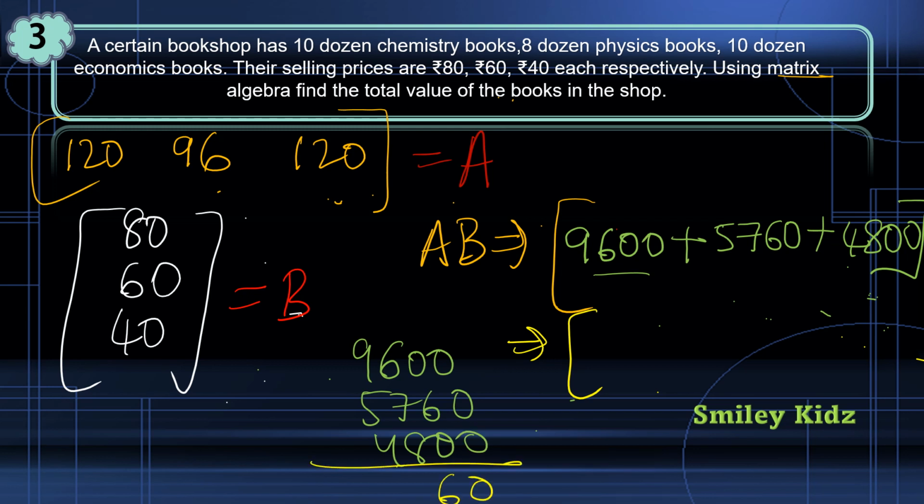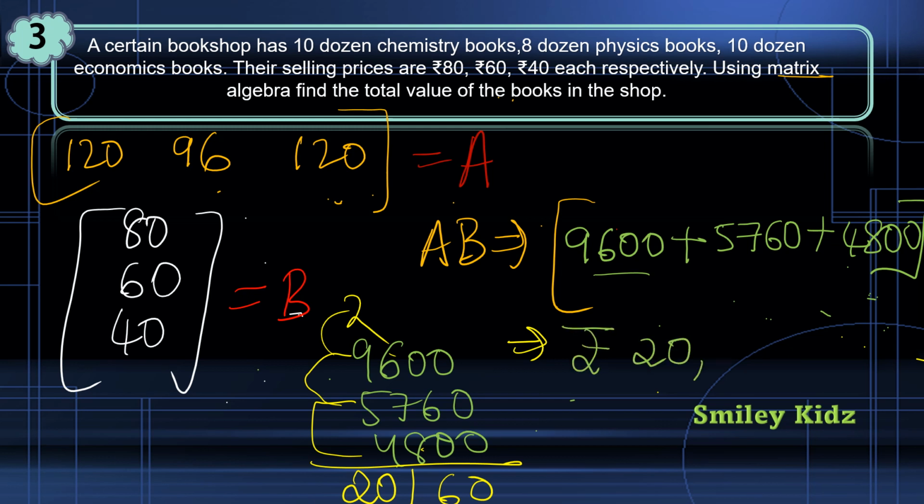You have 6 plus 8 is 14 plus 7, that is 21. Here 9 plus 9, 19, 18, 18 plus 2 is 20. So what is our amount over here? Rupees 20,160 is the total value of the books that are available in the shop.